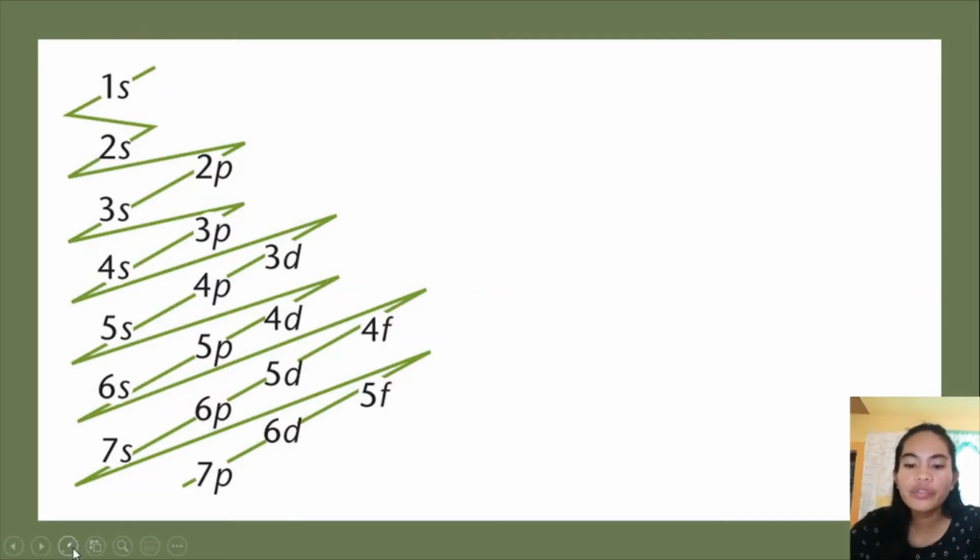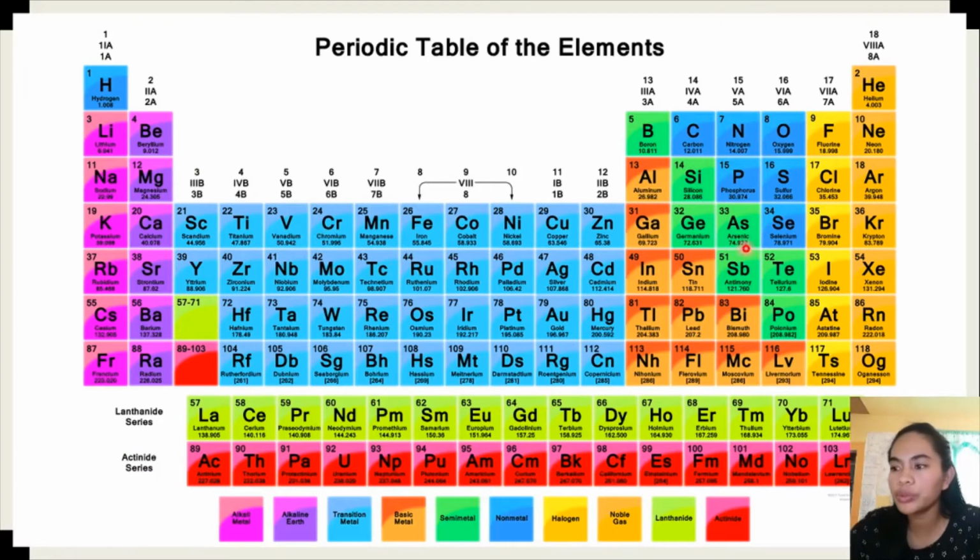Alright, so if we're going to look at again our periodic table, let's try to solve for iodine. Iodine is here, the 53rd element in your periodic table. So by merely looking at iodine, you can just simply say that iodine is located in 2p, 3p, 4p, 5p. So 5p, 1, 2, 3, 4, 5, 6. Iodine is located in 5p5. Okay, so we have there 5p5.